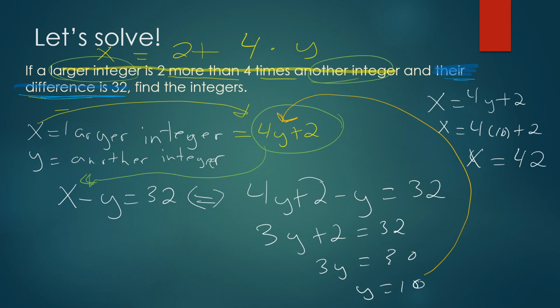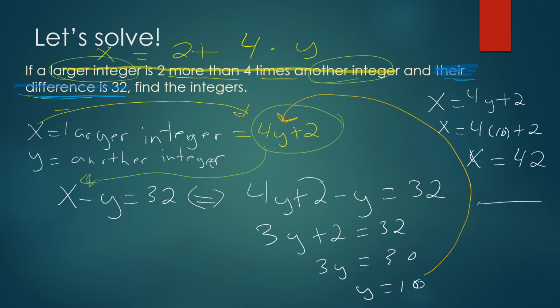The last question we have to ask ourselves is, do these answers make sense? Well, if x is 42, that is clearly larger than 10, so x is the larger number. Is 42 2 more than 4 times 10? Well, 10 times 4 is 40 plus 2 is 42. So that relationship holds. And if I were to subtract the numbers, 42 minus 10, do we have a difference of 32? And the answer is yes.